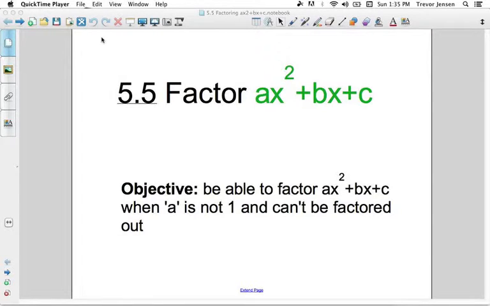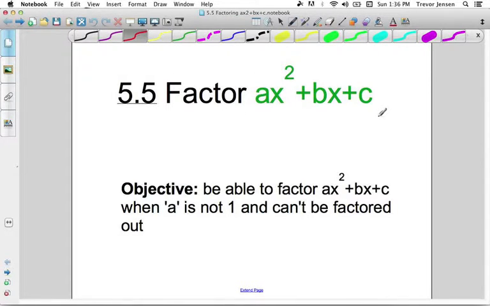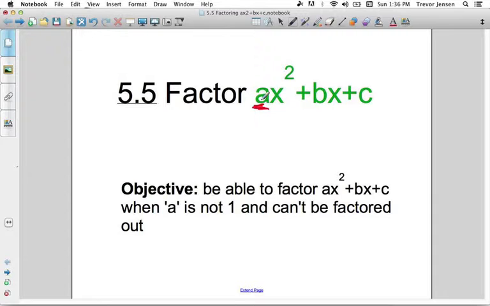Okay, so here's the lesson for section 5.5, factoring quadratics in standard form. So, factoring quadratics in the form ax squared plus bx plus c. In this lesson, our a value is always not going to be 1, and it can't be factored out.